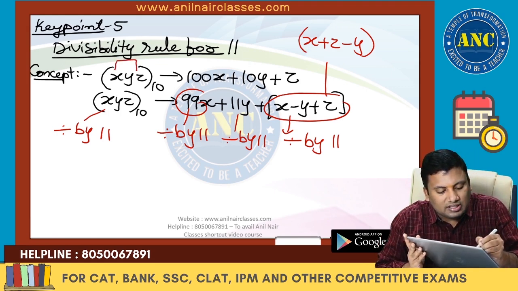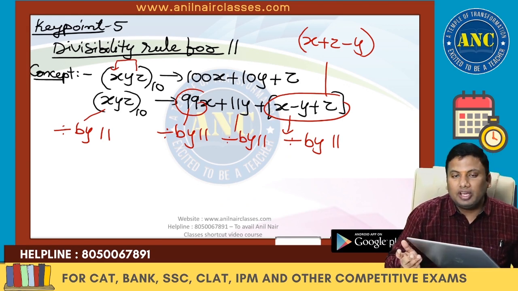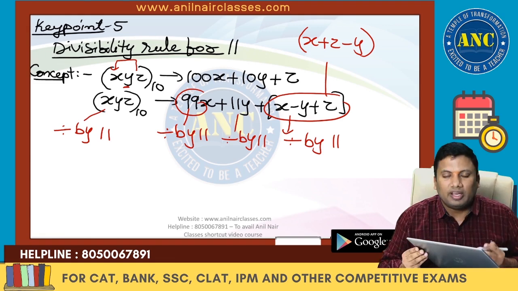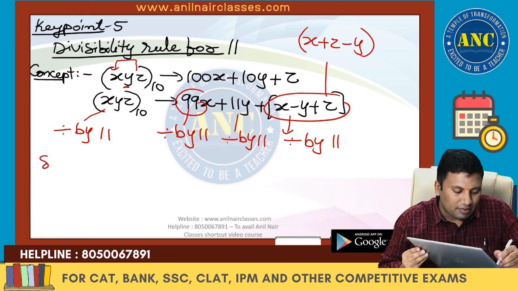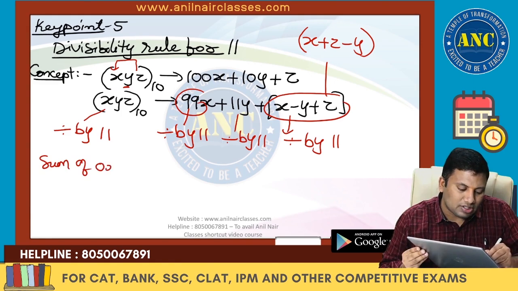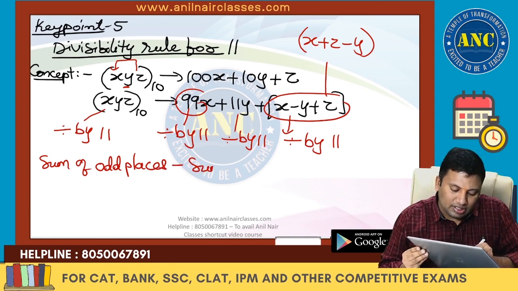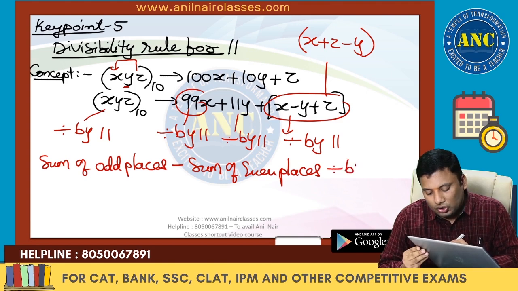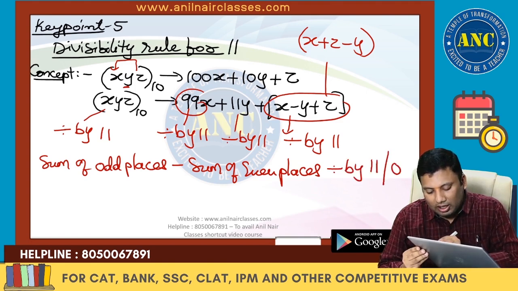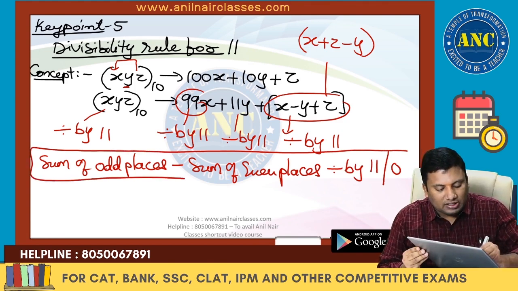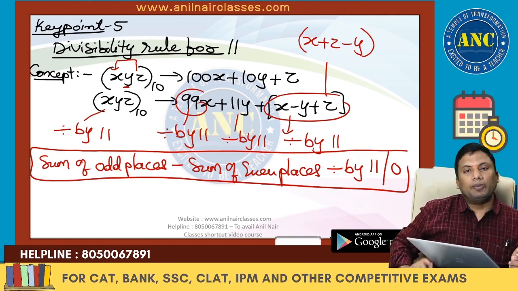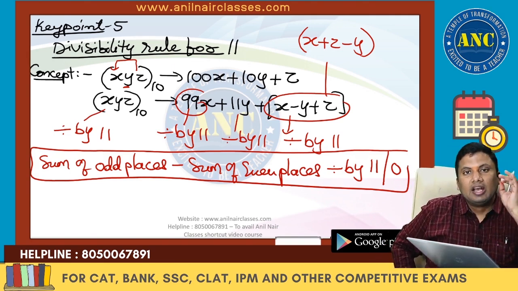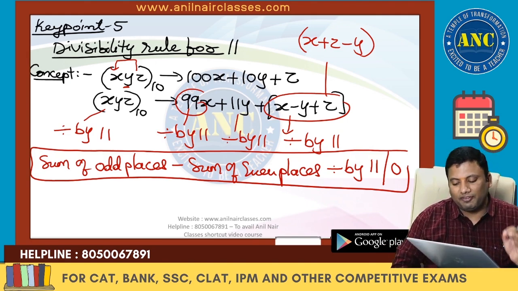What is x plus z? It is nothing but the sum of the odd places. What is y? Y is nothing but the even places. That means sum of odd places minus sum of even places should be divisible by 11, or the difference of the odd places and even places sum should be 0. I hope the idea is clear.